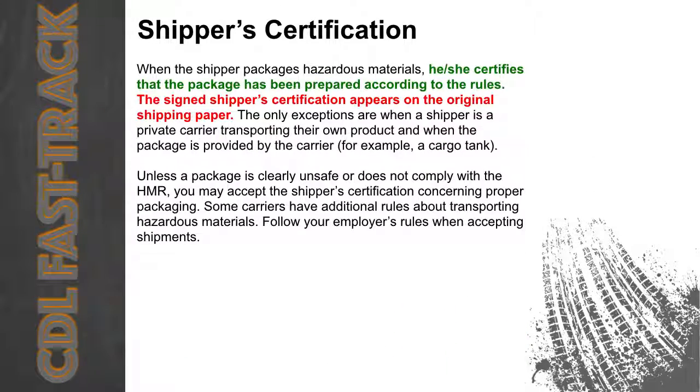Shipper's certification. When the shipper packages hazardous materials, he or she certifies that the package has been prepared according to the rules. The signed shipper certification appears on the original shipping paper. The only exceptions are when a shipper is a private carrier transporting their own product and when the package is provided by the carrier, for example, a cargo tank. Unless a package is clearly unsafe or does not comply with the HMR, you may accept the shipper's certification concerning proper packaging. Some carriers have additional rules about transporting hazardous materials. Follow your employer's rules when accepting shipments.